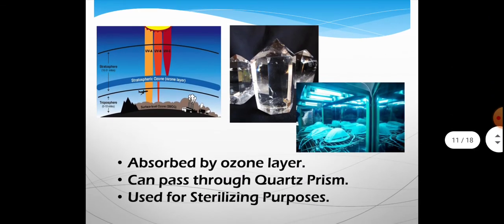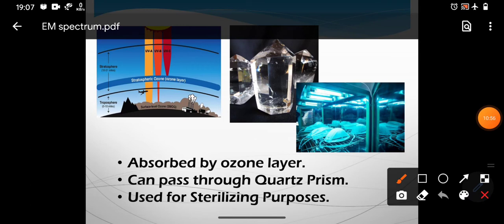See, they are absorbed by the ozone layer. As we all know that the ozone layer protects the earth by absorbing the harmful ultraviolet rays which are coming from the sun. Now ultraviolet rays are of three kinds. Okay, as you can see in the diagram over here, they are of three kinds: UVA, UVB and UVC. So UVC, which is the most harmful, is stopped by the ozone layer.